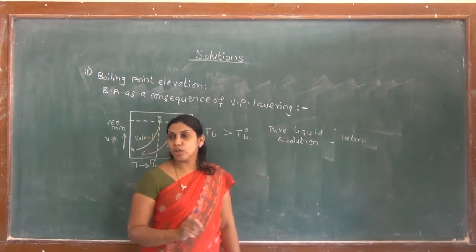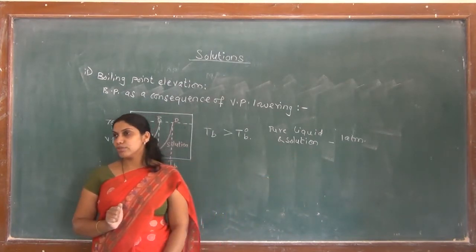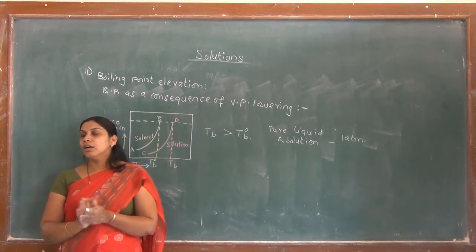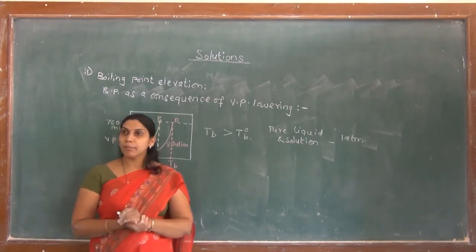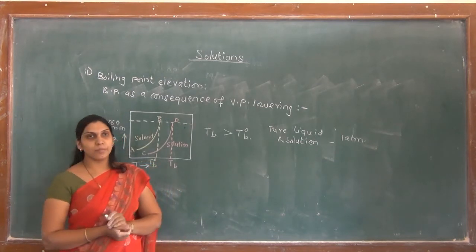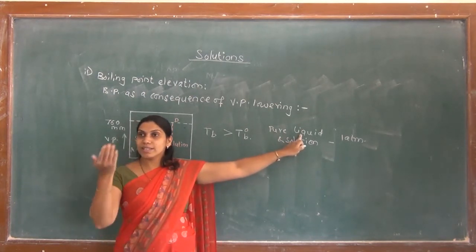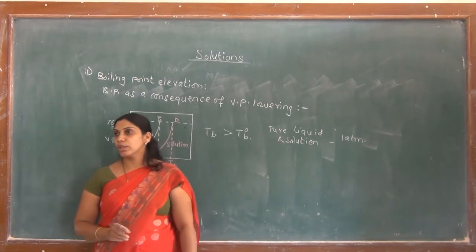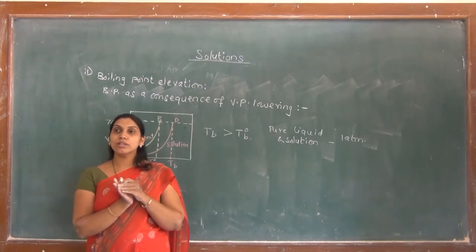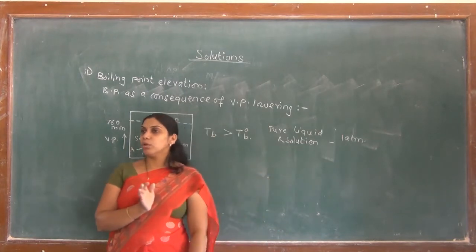The vapor pressures of both pure solvent and solution must reach the value of atmospheric pressure. And to reach the value of 1 atmosphere, that is, to reach their boiling points, the pure solvent and solution must be heated. You all know that the vapor pressure of pure liquid is always greater than the vapor pressure of solution. As the vapor pressure of solution is less, the solution will need more heat to reach the value of 1 atmospheric pressure.